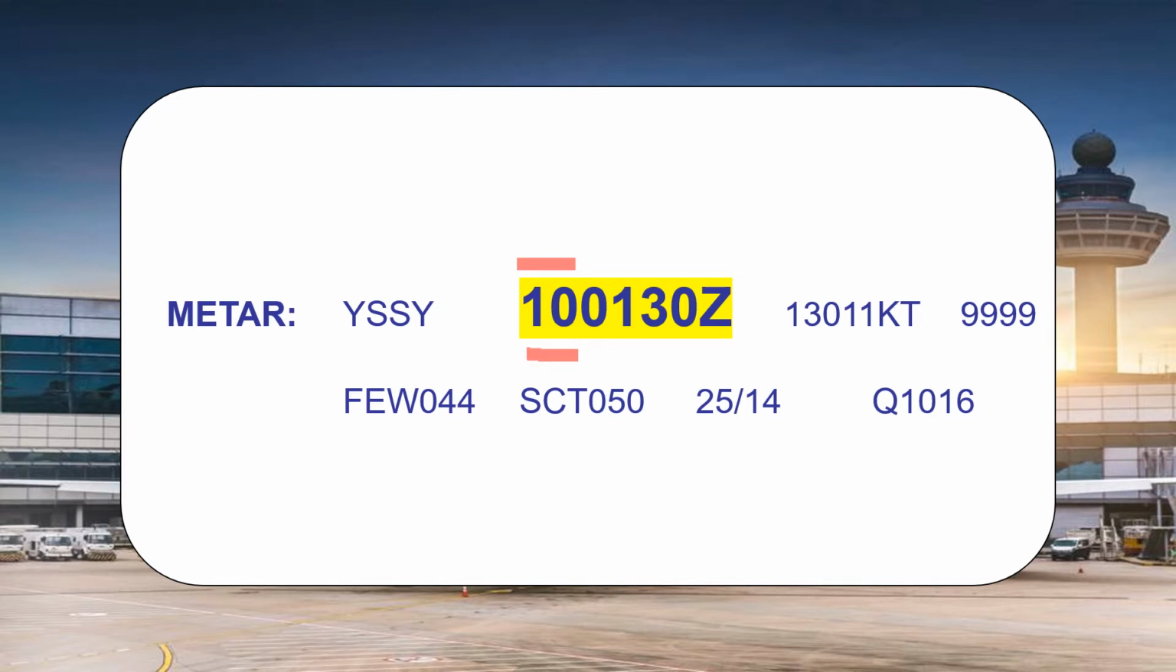Okay, the last four digits is the time in Zulu, which is UTC. Now it's important to keep in mind that here in the Australian Eastern Standard Time zone, we are 10 hours ahead of UTC. So you have to add 10 hours to this. But anyway, it was recorded at 01:30 Zulu time on the 10th. Okay.